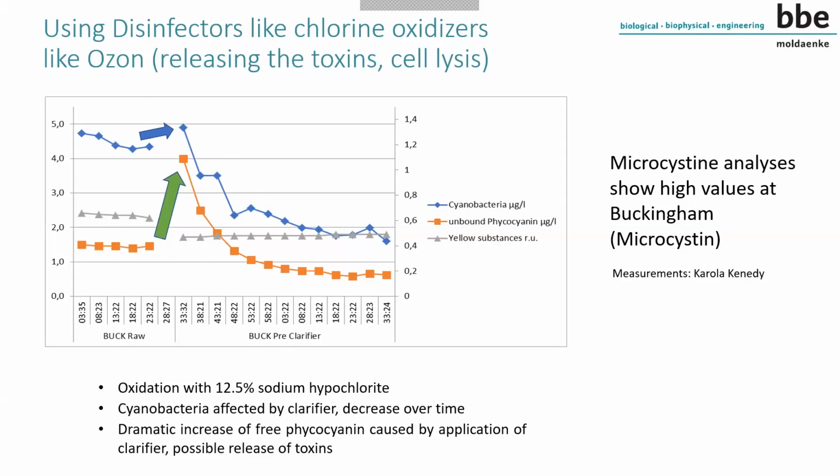But what you can see is the decrease from almost 5 at the end to 2 with the cyanobacteria chlorophyll. And you can also see that the unbound phycocyanin dramatically drops. It is also mentioned here that microcystin analysis shows high values at Buckingham. This is my question, actually: what is the relation to microcystin here? We mentioned we have a correlation between microcystin and cyanobacteria. This is our assumption.